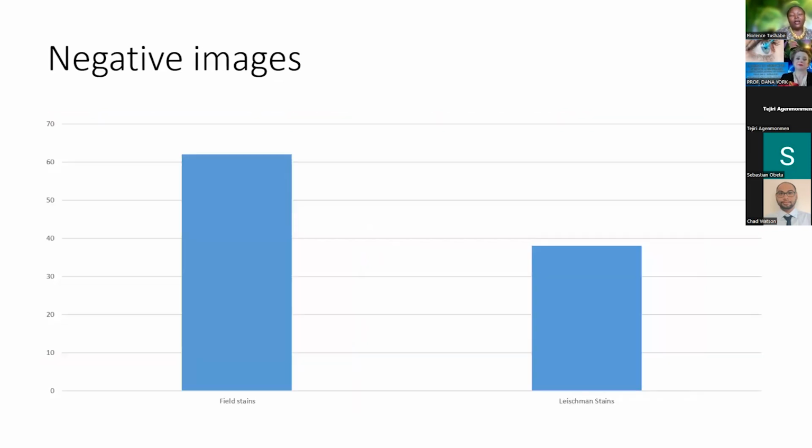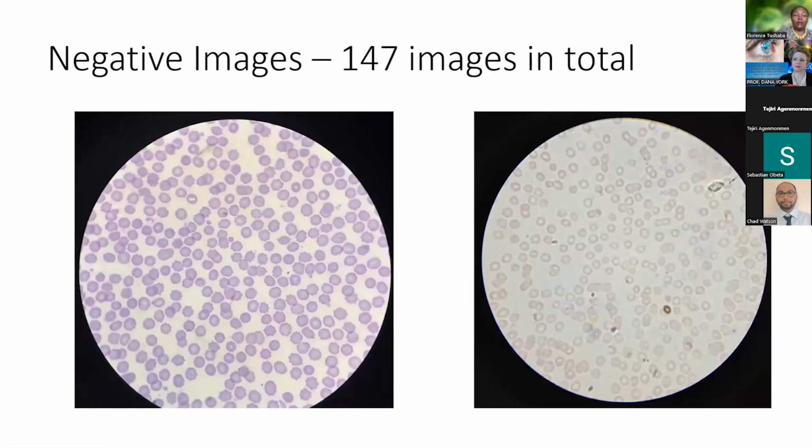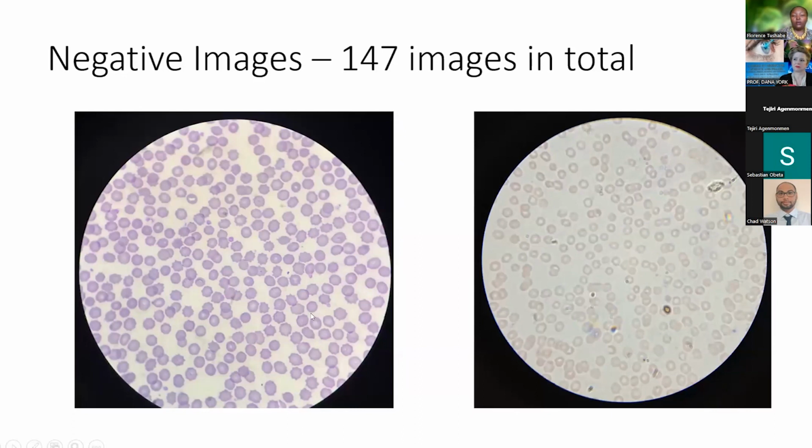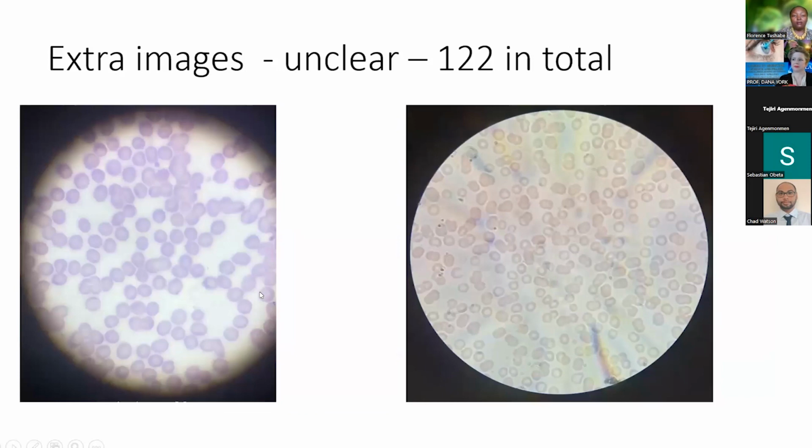And then the negative images. For the negative images, somehow the Field stains were much better than the Leishman stains, unlike in the positive ones, where the Leishman stains perform better in terms of seeing the sickle cell. So for the negative images, we have more images by the Field stain than by the Leishman stain. And here is just a sample of 2 images which have no sickle cells seen in them. On the left is one by the Field stain, on the right is one by the Leishman stain.